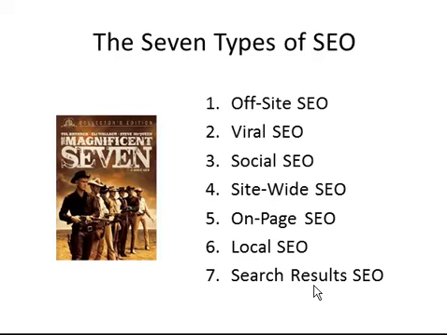So what are the 7 types of SEO? As I mentioned, I break SEO up into 7 distinct types. Some of these types could legitimately be seen as subtypes. However, I find it useful to look at them separately.